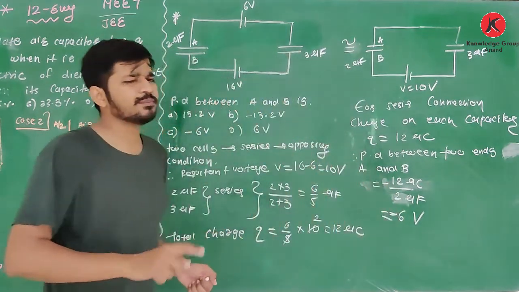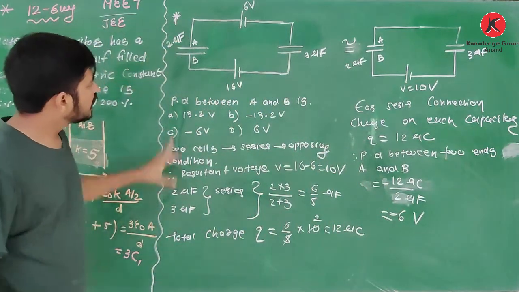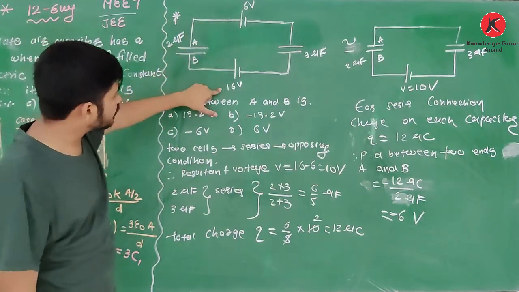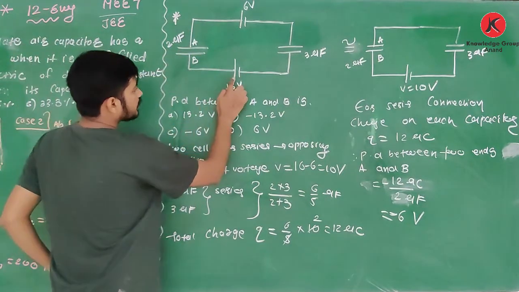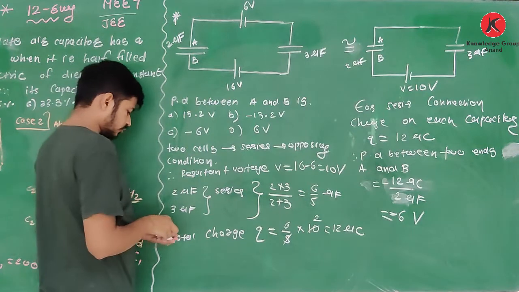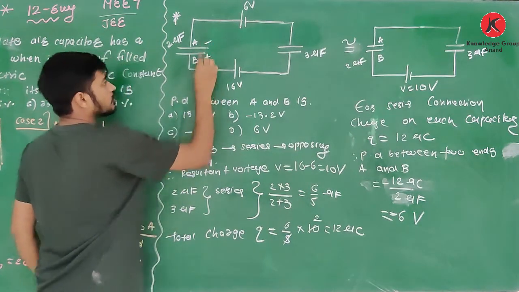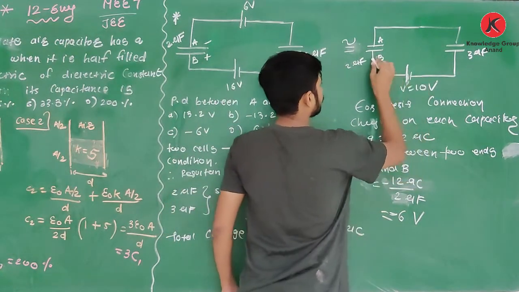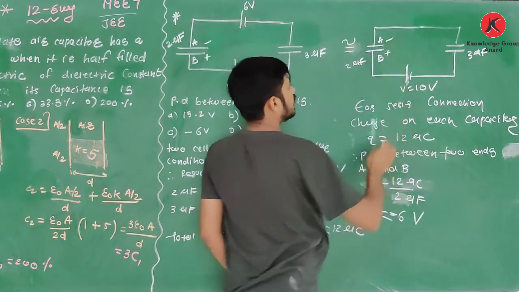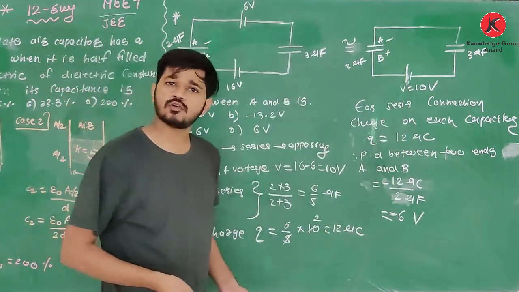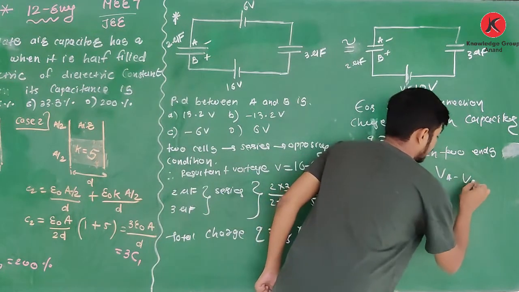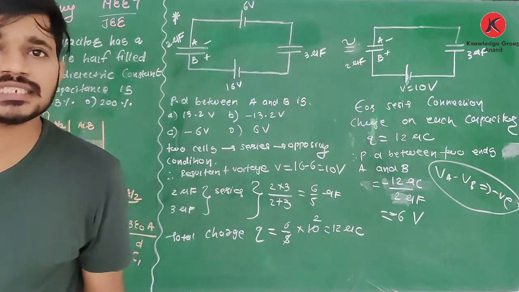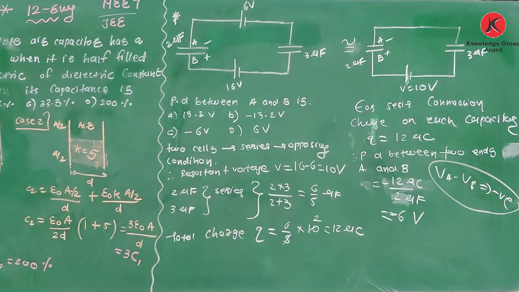Why minus? See, A and B, this battery and this battery, EMF or voltage of this battery is greater than this battery. So if it is positive terminal, potential of B will be positive, and potential of A will be negative. Also, according to this figure, as it is positive plate, B will have positive potential and A will have negative potential. So VA minus VB, obviously it will be negative. So yes, your answer is negative. Clear about this? Right.